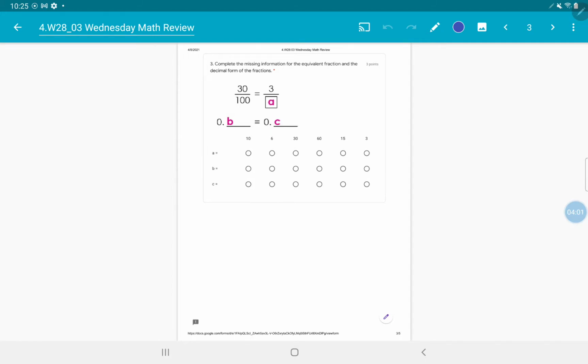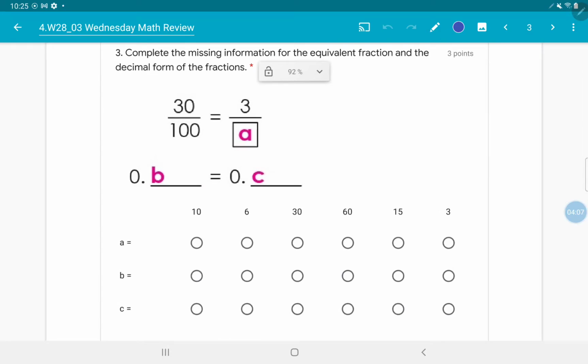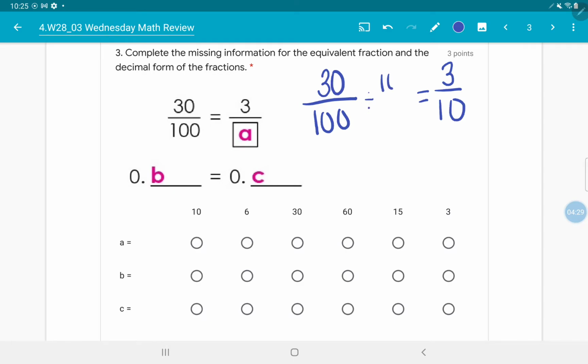All right, next we're completing the missing information for the equivalent fraction and the decimal form of the fractions. 30/100ths is equal to 3 what? 3/10. So if I go from 30/100ths to 3/10, what do I have to divide by to get from 30 to 3? Jaden? Divided by 10. So if I divide 30 by 10, I have to also divide 100 by 10. And that would equal 10. So we know that Cash was correct. A is equal to 10.